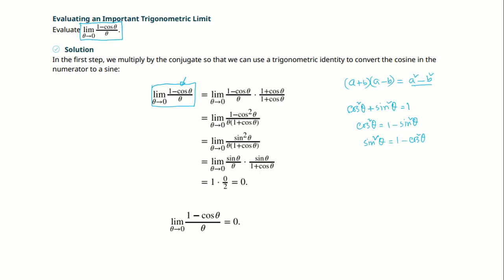Yes, cosine square theta. So here we have 1 minus cos theta. If we multiply this by 1 plus cos theta, we have (a plus b) times (a minus b). So we can write 1 square minus cos square theta. So 1 minus cos square theta, that is sin square theta.